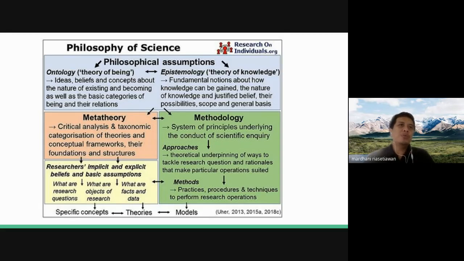But we need to realize that ontology is not alone; the discussion about it also involves the theory of epistemology, the theory of knowledge. The theory of knowledge is the fundamental notion about how knowledge can be gained, in many ways. And we learn about the nature of knowledge, the justification of belief, and its possibility. Now, this is about how we gather knowledge.